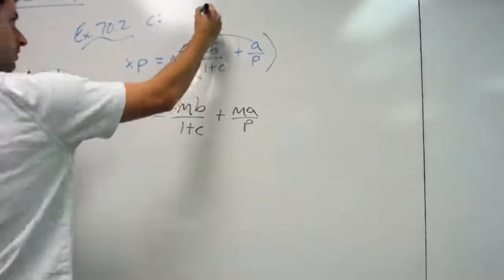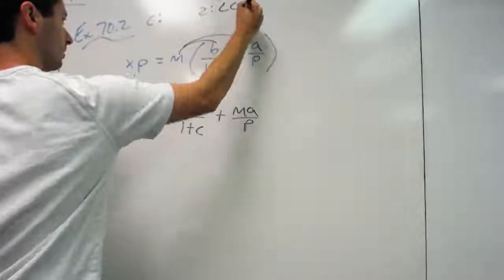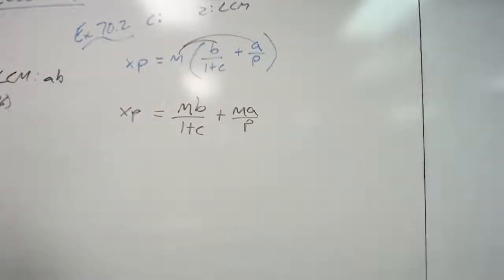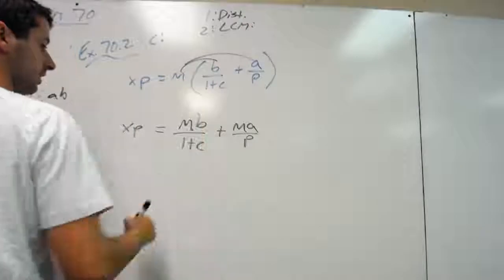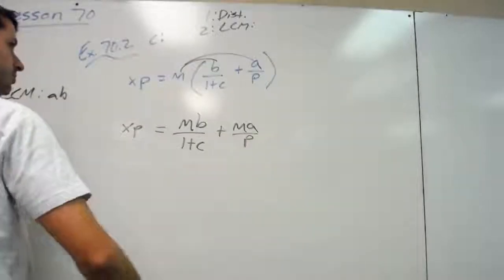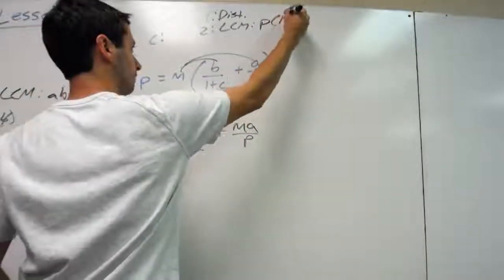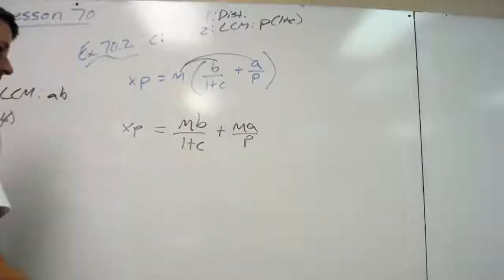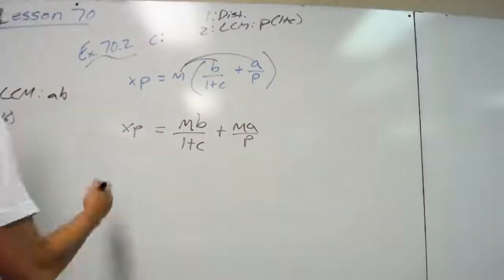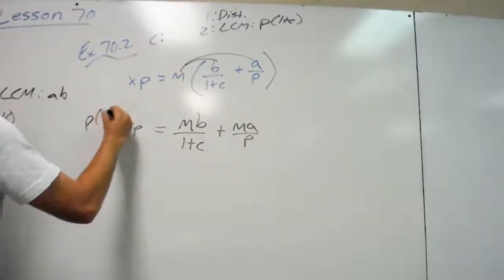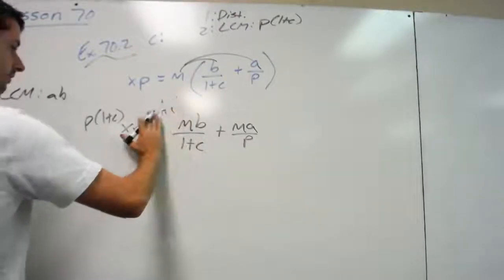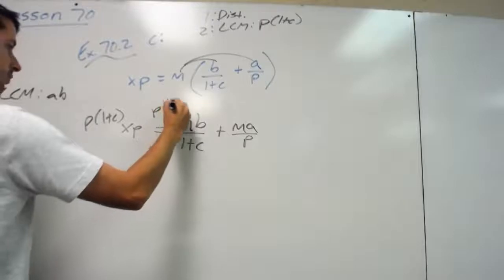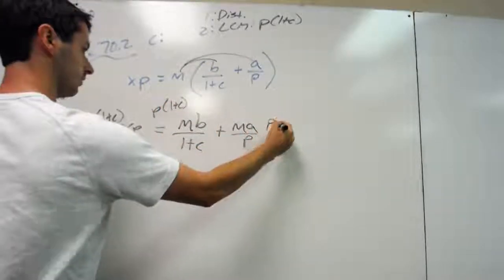What was our next step? Least common multiple. Oh, it's out of your visual. Okay. Least common multiple here is p times 1 plus c. Hopefully you've heard me say it enough: if it's a sum, it's its own identity. So we multiply p times 1 plus c to all of these.